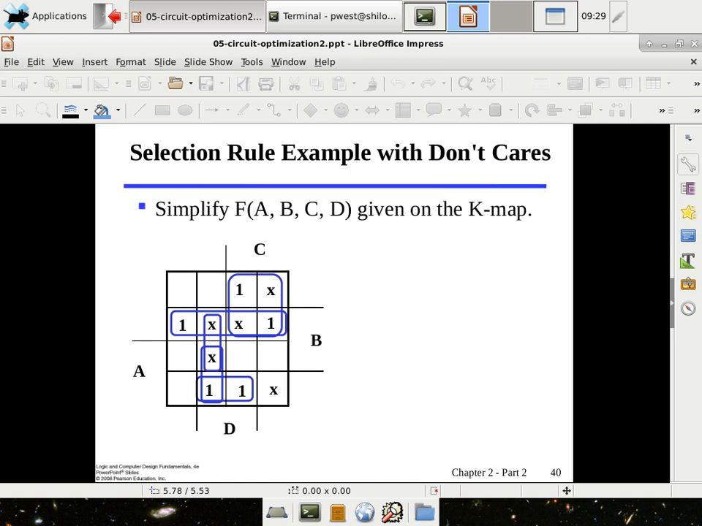All right, again with don't cares. Let me get my good old handy eraser. All right, we'll highlight them. Is that all of them? So which ones are the essential? One on the left, and this guy. The one in the right corner. That one, and this one.